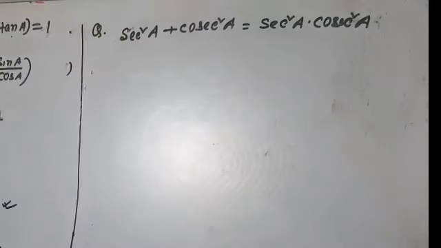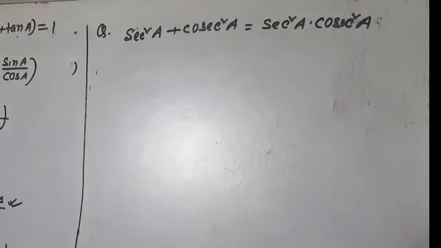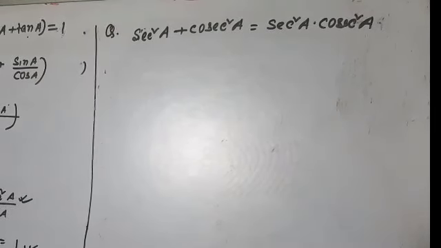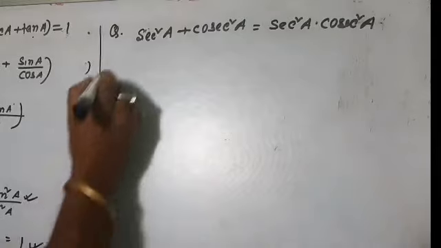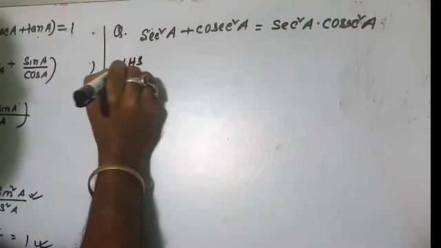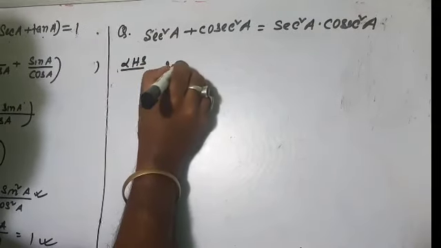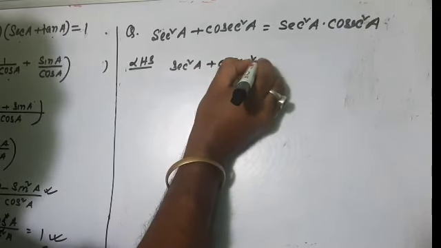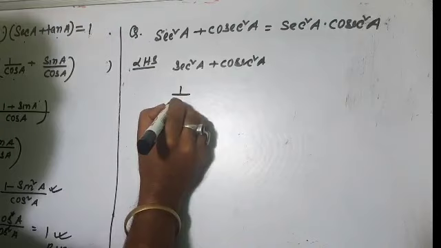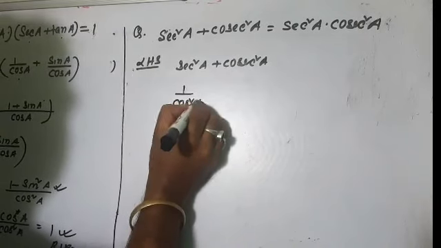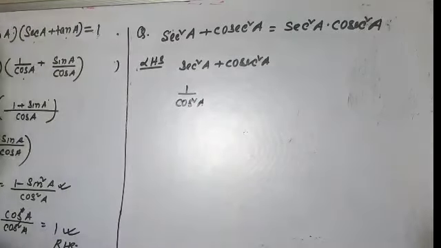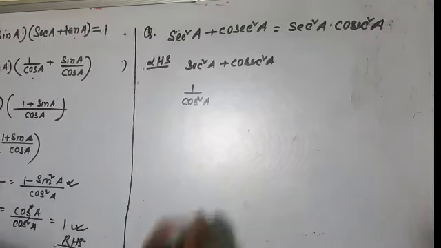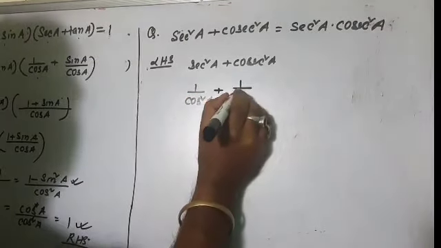One more question: sec square a plus cosec square a is equal to sec square a into cosec square a. So let's take LHS again. Sec square a plus cosec square a. 1 by cos square a is sec square a, and cosec square a is what? 1 by sin square a.